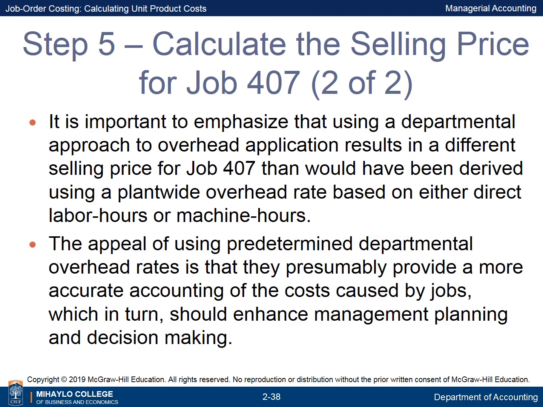$4,348.75. It is important to emphasize that using a departmental approach to overhead application results in a different selling price for Job 407 than would have been derived using a plant-wide overhead rate based on either direct labor hours or machine hours. The appeal of using predetermined departmental overhead rates is that they presumably provide a more accurate accounting of the costs caused by jobs, which in turn should enhance management, planning, and decision-making.